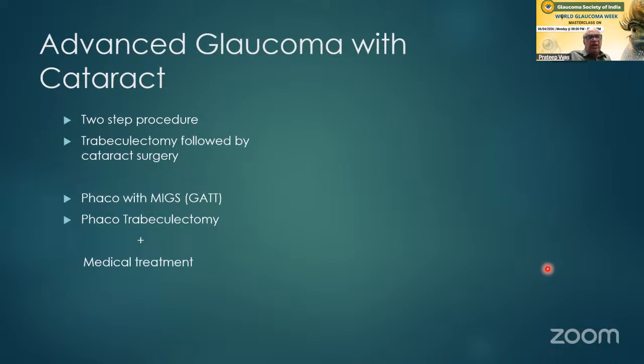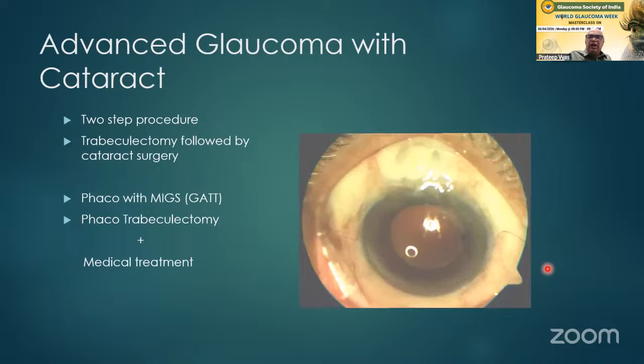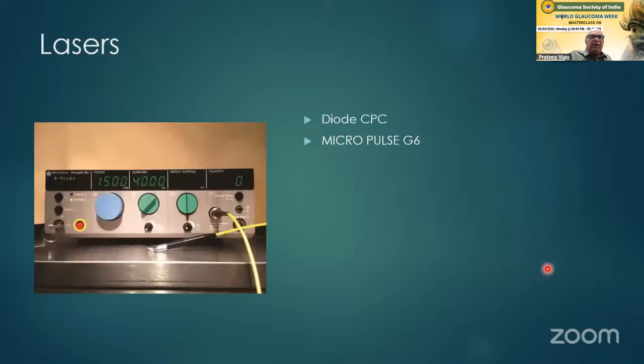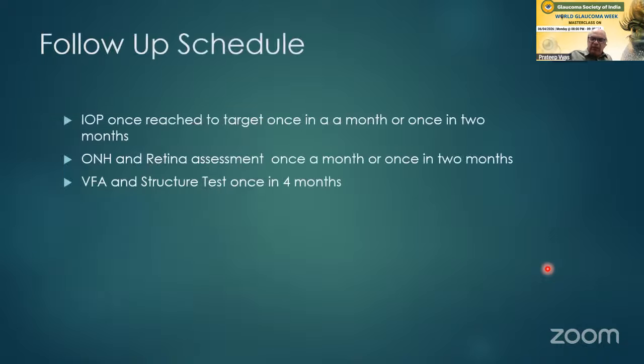Also, you always have to counsel the patient that they have to use some medical treatment subsequent to the surgery, because most of these patients require additional medical therapy. So, the laser treatment is the last option we have in our armamentarium, and we can do either the diode CPC or the micropulse G6 procedure for these patients to achieve the intraocular pressure.